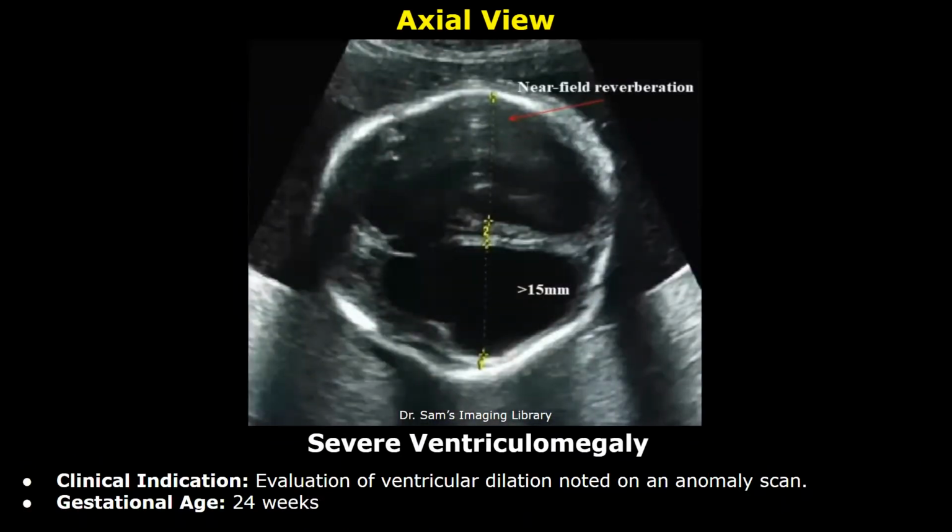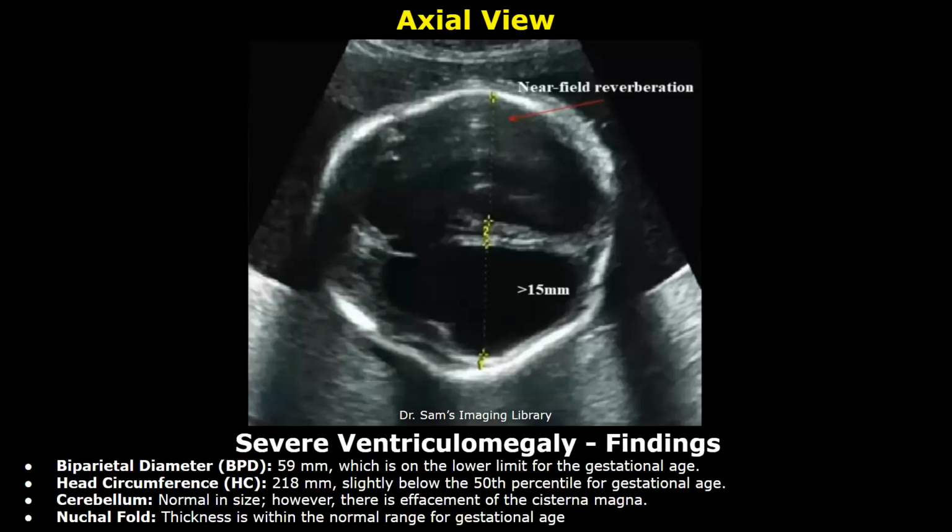Now we have a case of severe ventriculomegaly. Clinical indication is evaluation of ventricular dilation noted on an anomaly scan. Gestational age 24 weeks. Here are the findings. Biparietal diameter is 59 millimeters, which is on the lower limit for the gestational age. Head circumference is 218 millimeters, slightly below the 50th percentile for gestational age.